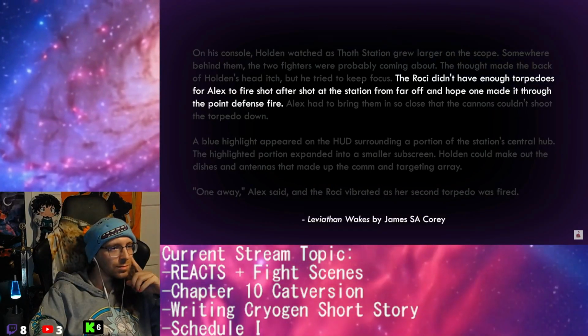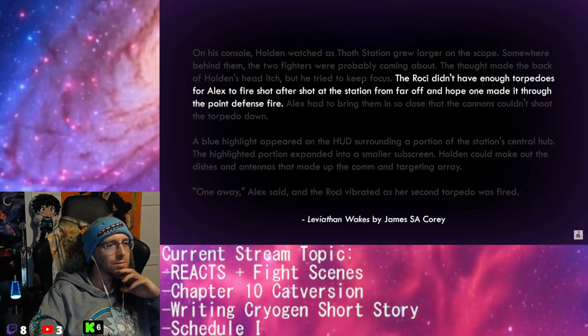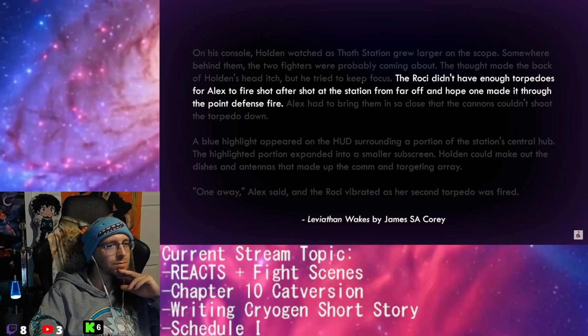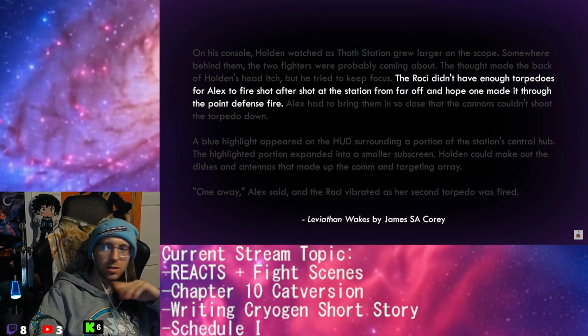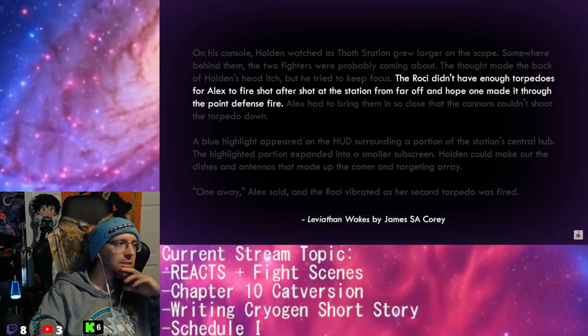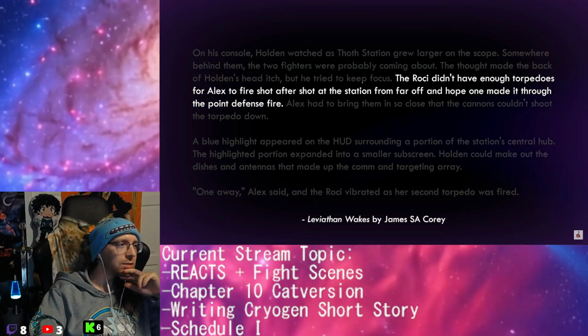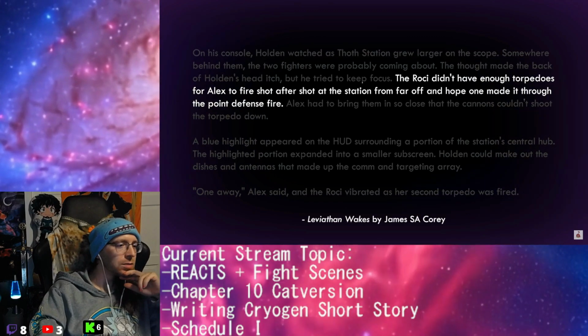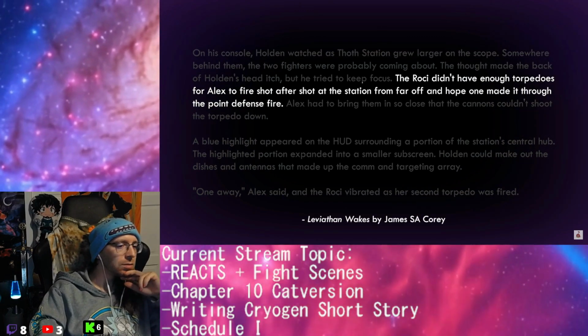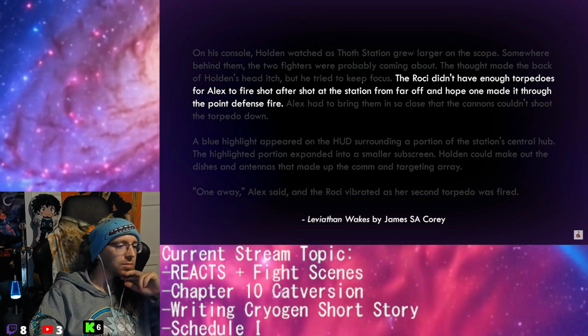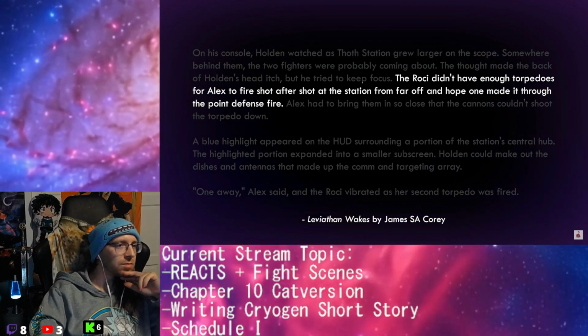In Leviathan Wakes, James S. A. Corey establishes right at the start of the fight that the Rocinante doesn't have enough torpedoes to fire shot after shot at the station from far off and hope that one of them makes it through the point defense fire. There's the puzzle. How do we best use our limited supplies of torpedoes? It's clear, it's simple, and they do a lot with it.